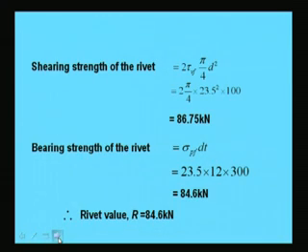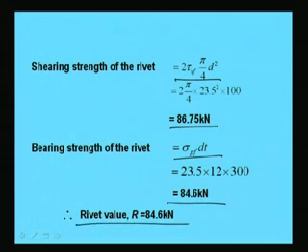So, the shearing strength of the rivet has been calculated from this formula 2 into tau Vf into pi by 4 into d square, through which we find 86.75 kilonewton, and the bearing strength of the rivet, found from this formula sigma Pf into d into t, is 84.6 kilonewton. From these two the lesser value has to be considered as the rivet value. So, rivet value we are finding out as 84.6 kilonewton.